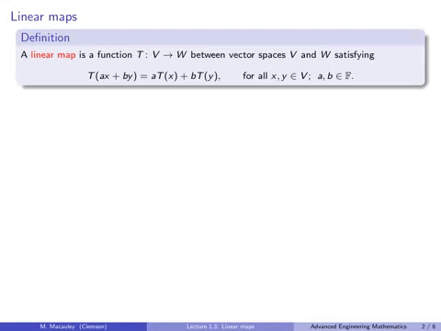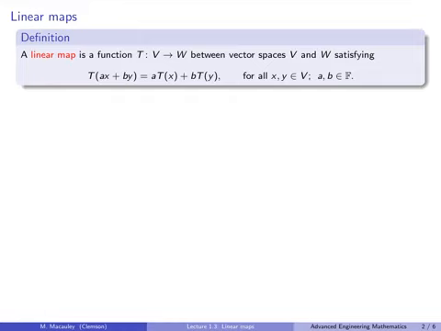A linear map is a function, let's call it T, between two vector spaces, V and W. We assume that these are both vector spaces over the same field F. And it has to satisfy the following property: T(ax + by) = a T(x) + b T(y). And this has to hold for all x and y in V, for all vectors, and for all scalars a and b in F.